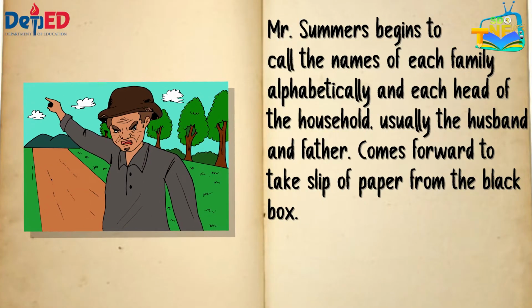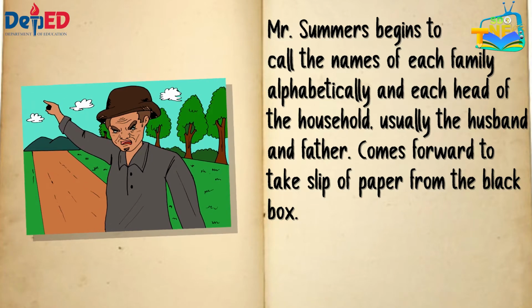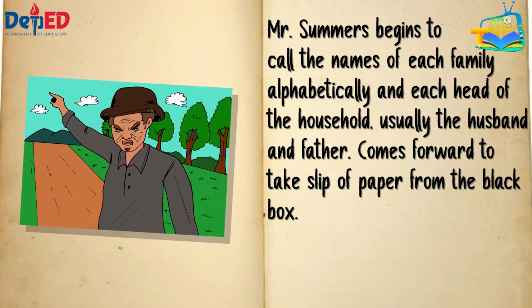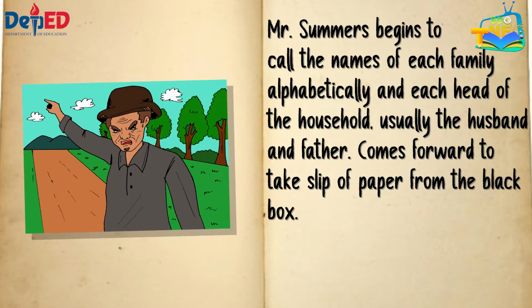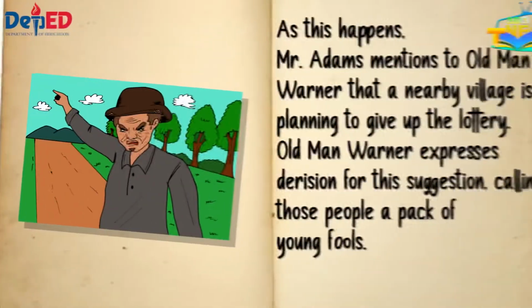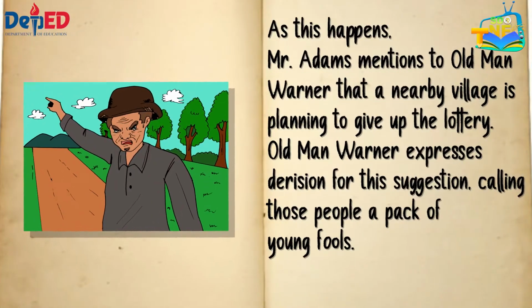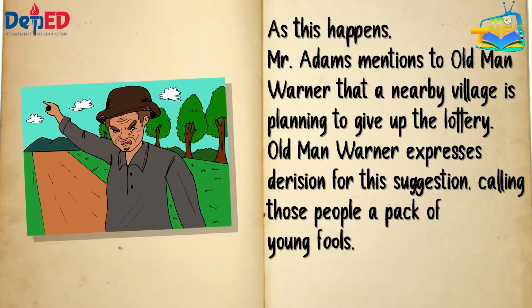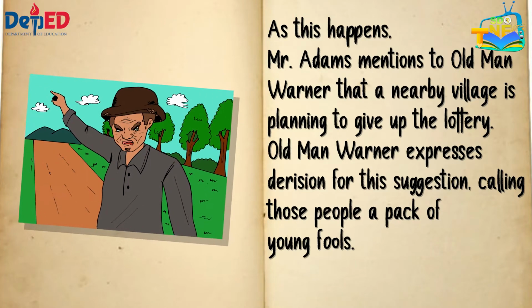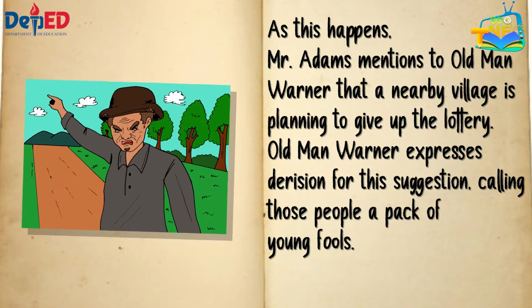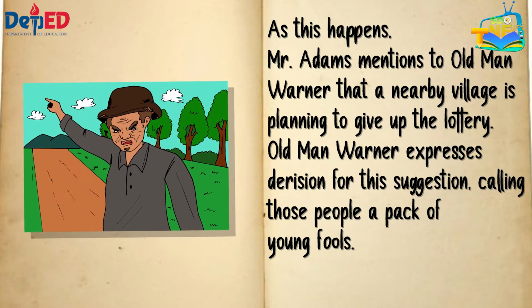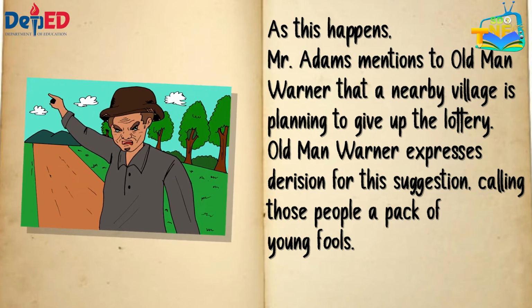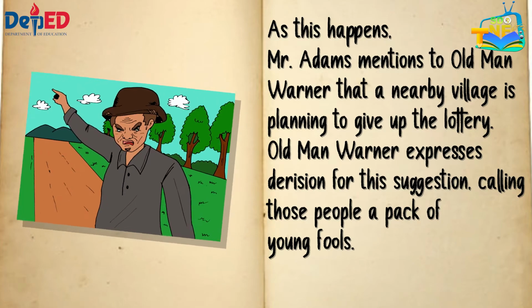Mr. Summers begins to call the names of each family alphabetically, and the head of each household, usually the husband and father, comes forward to take a slip of paper from the black box. As this happens, Mr. Adams mentions to Old Man Warner that a nearby village is planning to give up the lottery. Old Man Warner expresses his opinion on this suggestion, calling those people a pack of young fools.